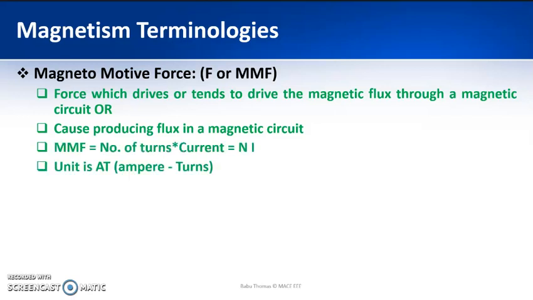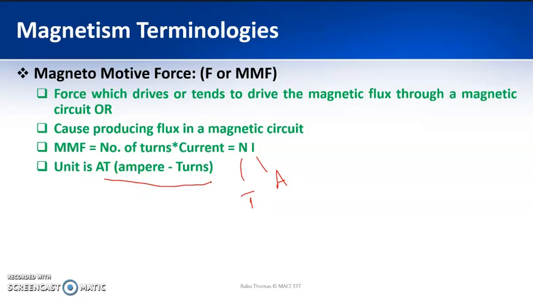And MMF is given by the number of turns of the conductor times the current which is flowing through that particular coil. The MMF is given by N into I, where N is the number of turns, represented as T, and the current unit is ampere. Therefore the unit is ampere turns.